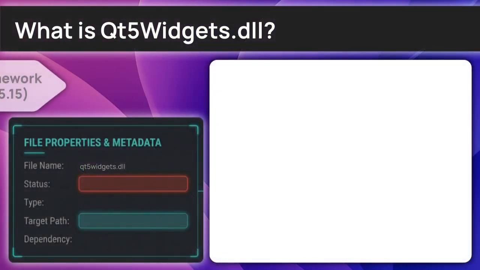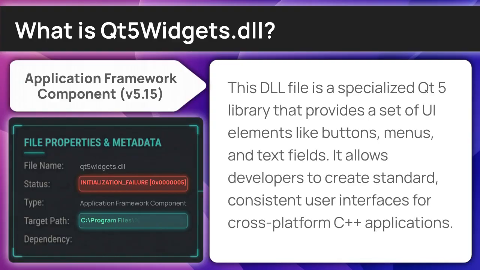This DLL file is a specialized Qt5 library that provides a set of UI elements like buttons, menus, and text fields. It allows developers to create standard, consistent user interfaces for cross-platform C++ applications.